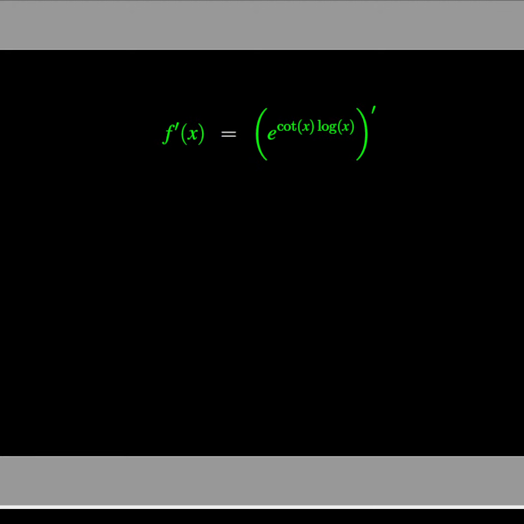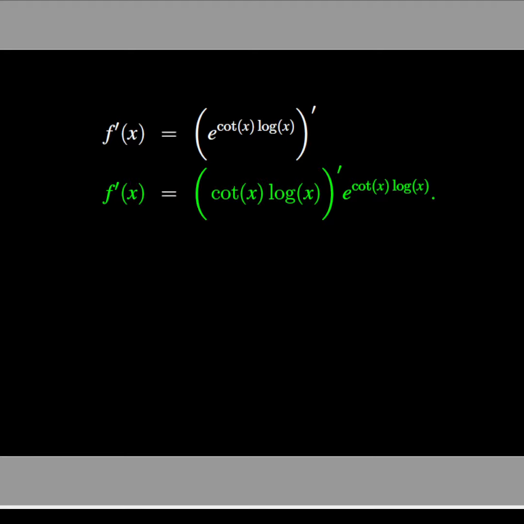Now, we can take the derivative of both sides and use the chain rule. Using the chain rule, the derivative of f is equal to the derivative of the product cotangent of x times logarithm of x, times exponential of the product cotangent of x times the logarithm of x.